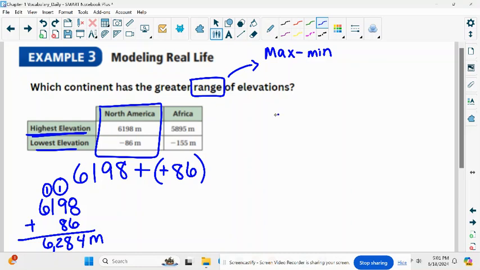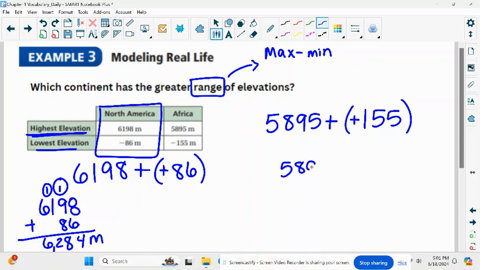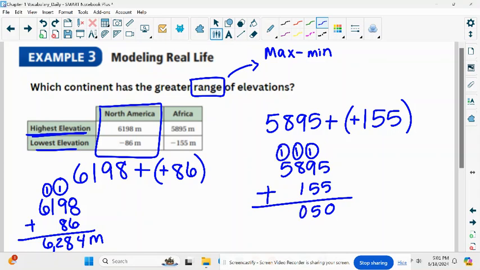For Africa, we have 5,895. Take away the minimum, which is negative 155. So following our rules, subtraction is actually adding the opposite. So now we have 5,895 plus 155. So we get 10, carry the 1, 10, 5, 15, 10, 6. So we get 6,050 meters.